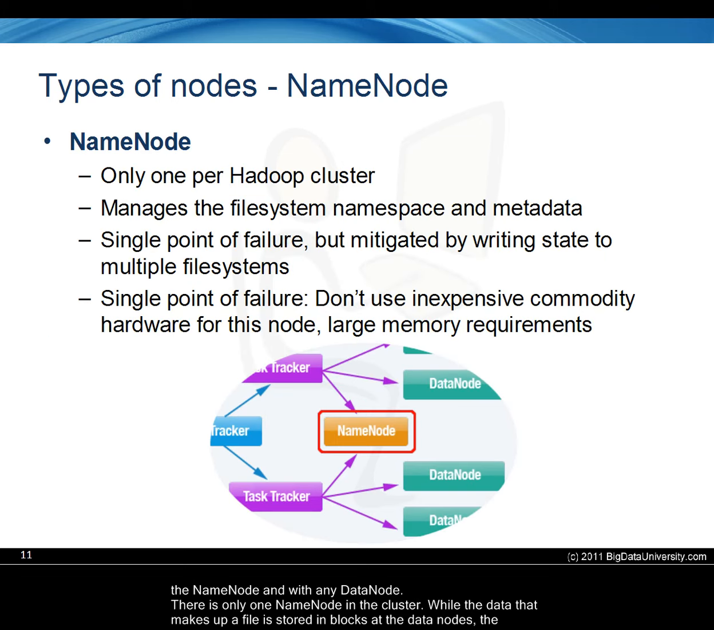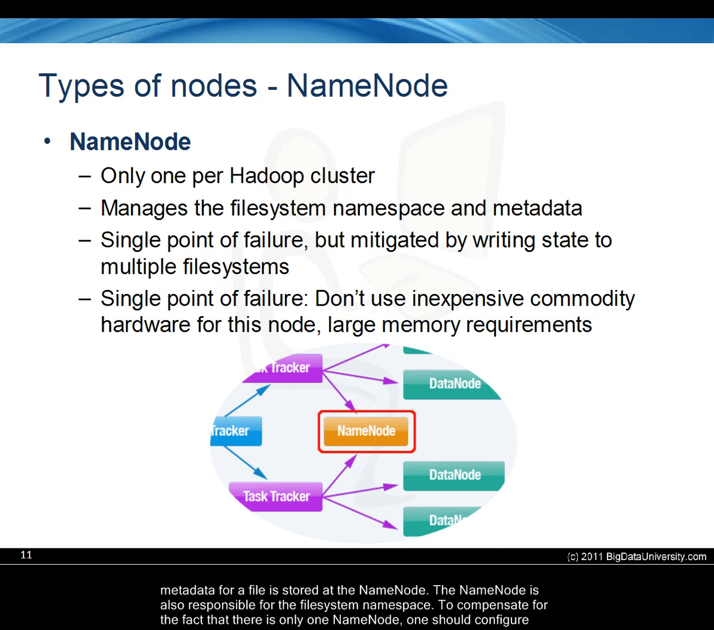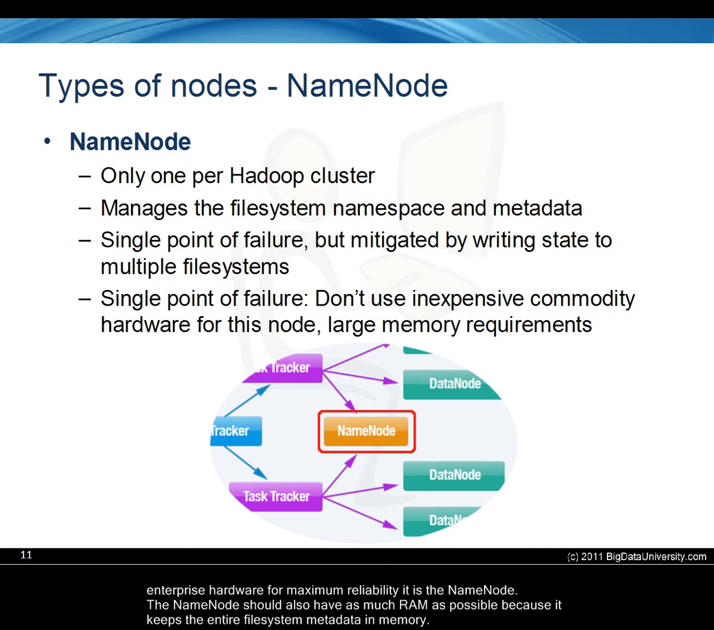There is only one name node in the cluster. While the data that makes up a file is stored in blocks at the data nodes, the metadata for a file is stored at the name node. The name node is also responsible for the file system namespace. To compensate for the fact that there is only one name node, one should configure the name node to write a copy of its state information to multiple locations, such as a local disk and an NFS mount. If there is one node in the cluster to spend money on the best enterprise hardware for maximum reliability, it is the name node. The name node should also have as much RAM as possible because it keeps the entire file system metadata in memory.